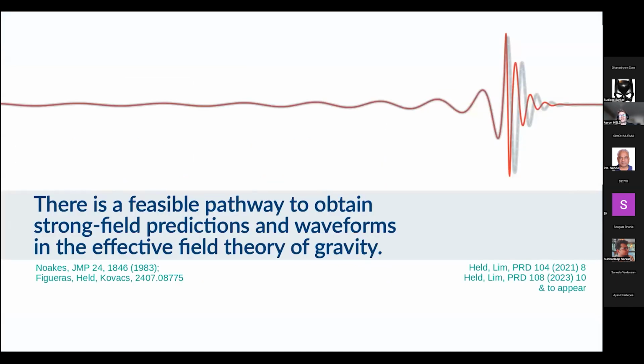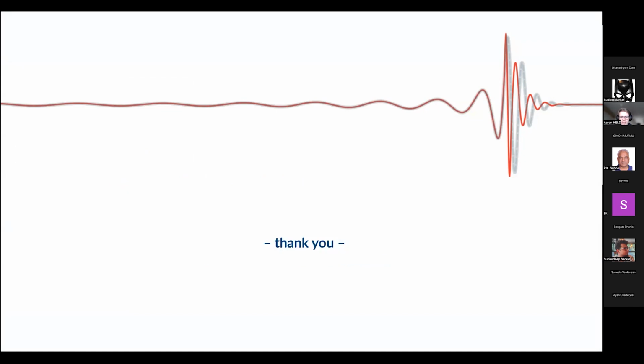What I think is very nice about this is that it gives us a generic prescription and, I think, a feasible path to obtain such waveforms and strong field predictions more generally in effective field theories of gravity. And I think it gets us closer to really treating beyond GR theories on the same footing as GR, which I think is super exciting. And with that, thanks, and we can discuss the ghost.